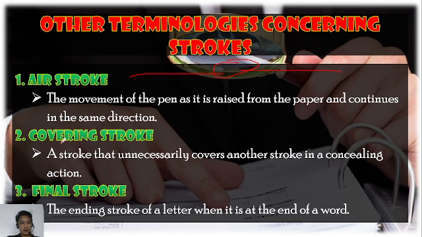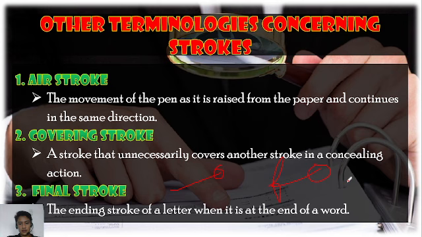And meron po tayo yung tinatawag na covering stroke naman, a stroke that unnecessarily covers another stroke in concealing action. Katulad na lang po ng sa ibang letters na it has an ascender. Covering strokes, it covers the initial stroke. And we have here also the final stroke. Pag sinabi nating final stroke, then the ending stroke of it. We are referring to the ending stroke. That is the final stroke, right?